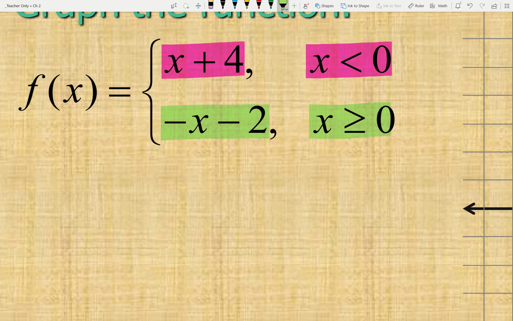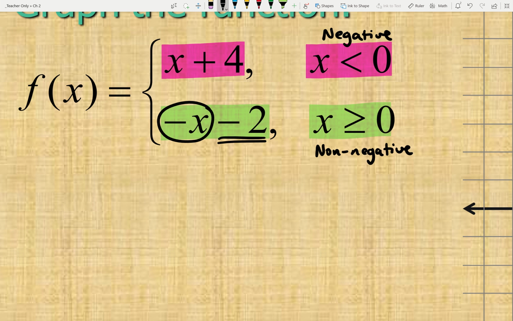So piecewise means, of course, if you feed this function something that is less than 0, another way to say that would be if you feed this function something that is negative, what it's going to do is take that input you gave it and add a 4, and that's your output. On the other hand, if it's positive or 0, in other words something that is non-negative, then what it's going to do is change the sign of your input and then take away a 2. Okay, so that's what it's going to do for your function output there.